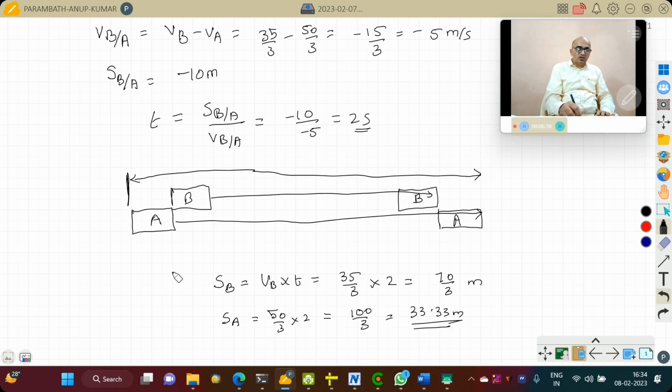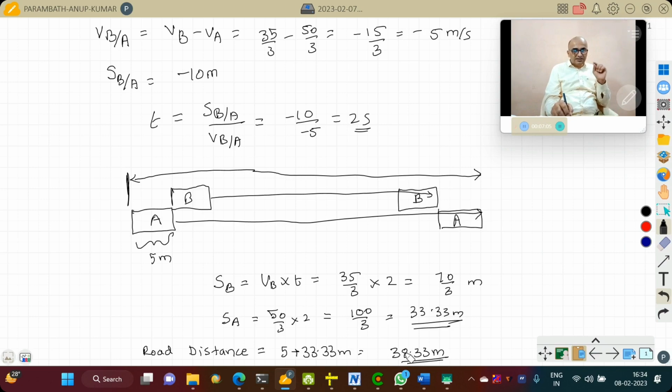But that is not the total distance covered for overtaking. There is a distance of 5 meters also here. Therefore, the total road distance for overtake is 5 plus 33.33 meters, that is 38.33 meters. I hope the idea is clear to you, students.